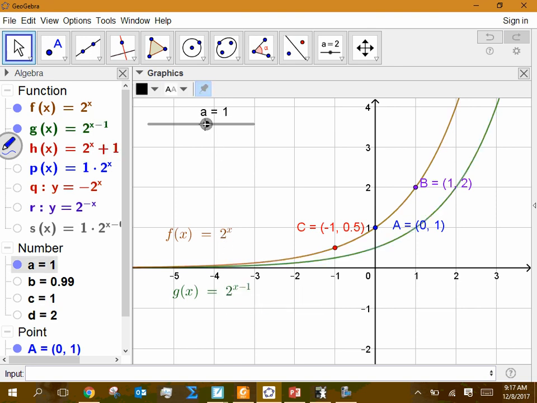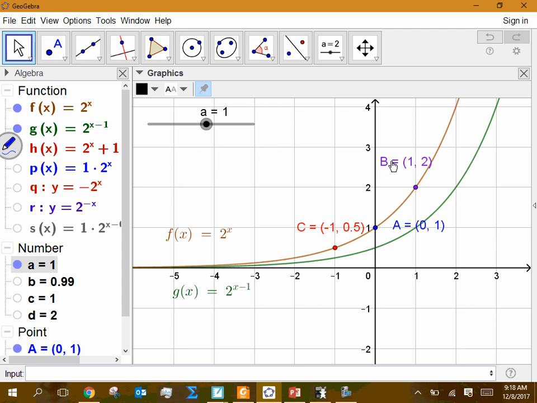But when I start moving that slider there, it starts to subtract from x's, right? So we have 2 raised to the x minus 1. What happened to this point right here? It went to right there, didn't it? It's a movement in which direction? To the right, correct? What about this point here of 0, 1? Where did it go? It went to the right 1 unit, right? It went to 1, 1. This point of 1, 2 went to 2, 2, right?